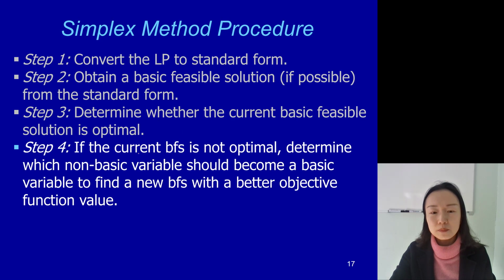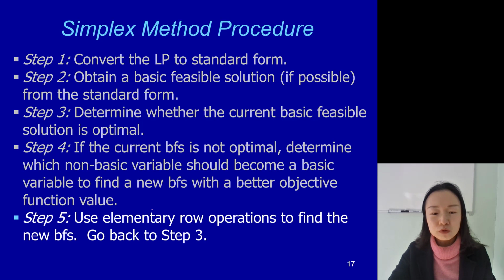So if the current basic feasible solution is not optimal, we're going to determine which non-basic variable should become a basic variable to find a new basic feasible solution with a better objective function value. So we first decide, should we move, and which direction should we go? Okay, and that is to decide which non-basic variable should we switch out, and then who should we switch with this. And how do we do that is use the elementary row operation to find the basic variables. Then we go back to step 3 to determine if we reach the optimal. If not, then continue.